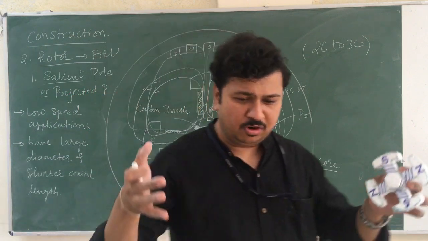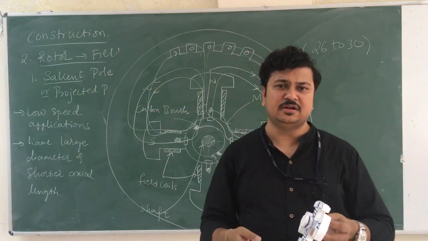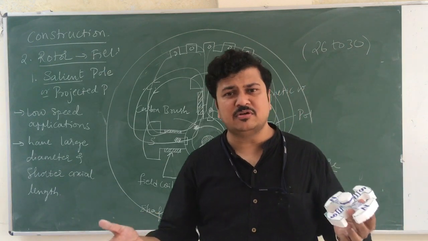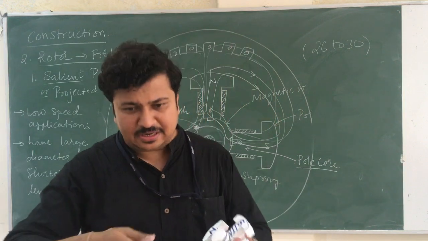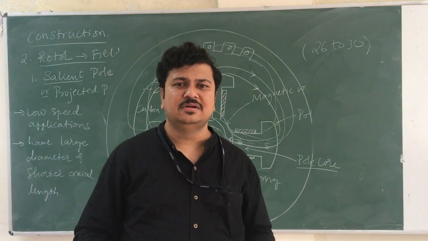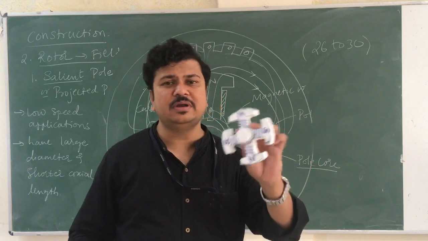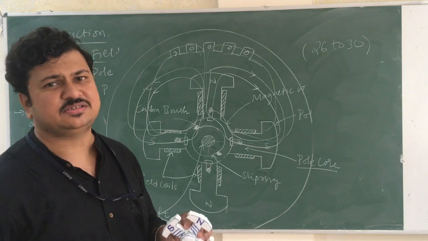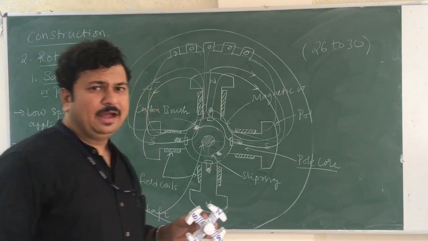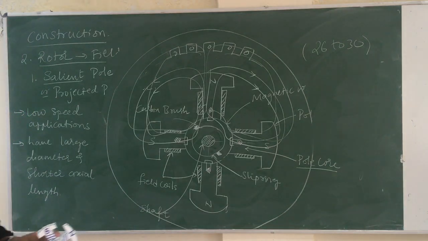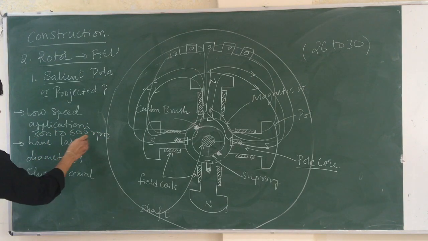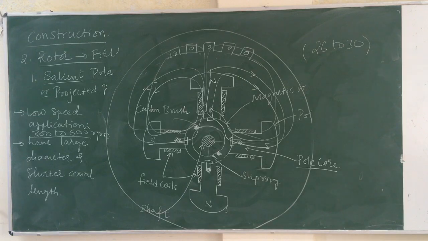Because the water is falling on the turbine. To collect a large amount of kinetic energy from the falling water, the diameter of the turbine should be large. Therefore, the diameter of the rotor is also made large with more number of poles, and the speed obtained by that is less. The speed obtained by a hydroelectric generator is hardly 300 to 600 rpm. This is for low speed applications, around 300 to 600 rpm.